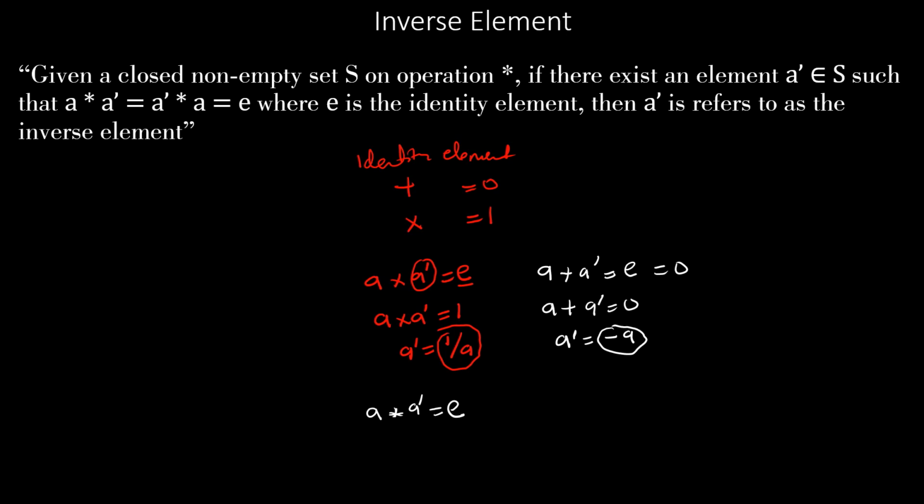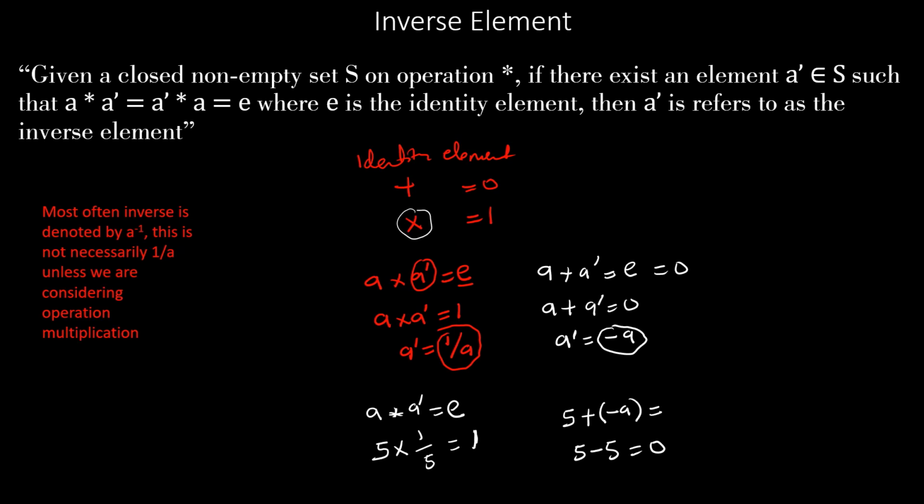So if you look at operation multiplication here, and we take the number as 5, if you multiply 5 by a prime, and a prime here is 1 over a, which is 1 over 5, you must get 1, which is the identity element. The same thing here, if you have 5 plus a prime, which is minus a, this is equal to 5 minus 5, and the answer is 0. So this is the concept behind inverse elements.